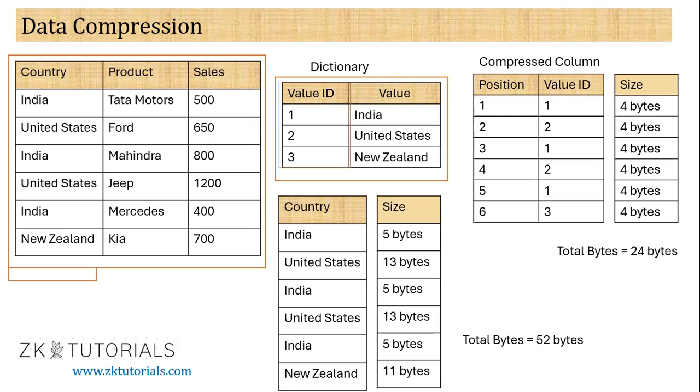Is it fine? So the benefit of data compression is that it reduces the amount of memory required. Here you can see it will require only 24 bytes. It will require 52 bytes.